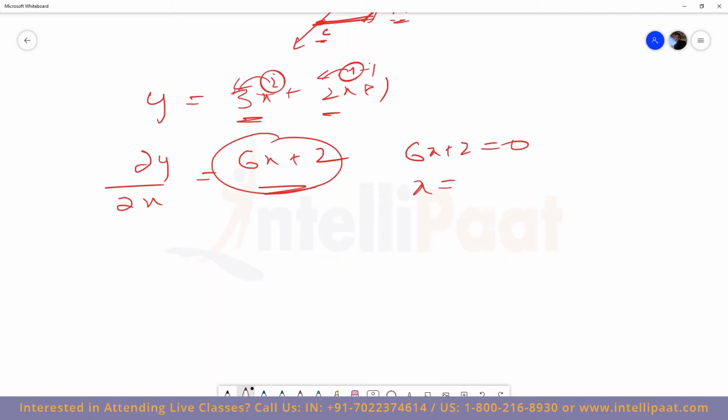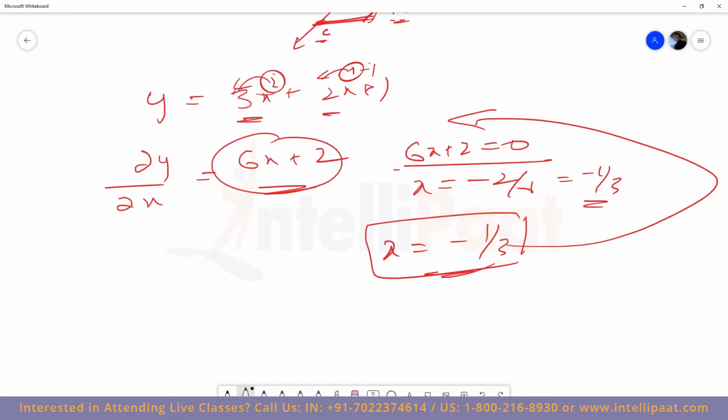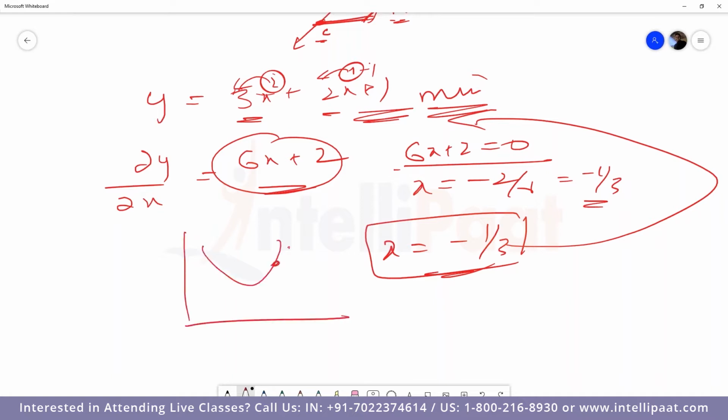I equate it to 0. If I equate this to 0, I get x is equal to minus 2 by 6, or minus 1 by 3. So at x is equal to minus 1 by 3, this equation is going to have the minimum value of y. To identify the minimum value of that equation, you simply differentiate the equation and equate it to 0. When you do that, you compute the slope at a given point. So if you have a parabola like this and you differentiate the equation, you basically identify the slope at that particular point.